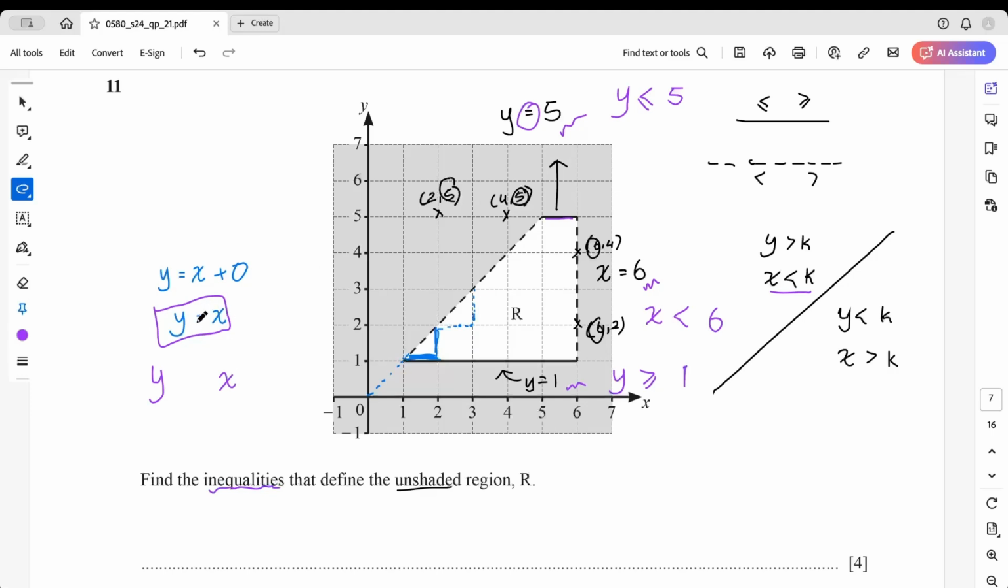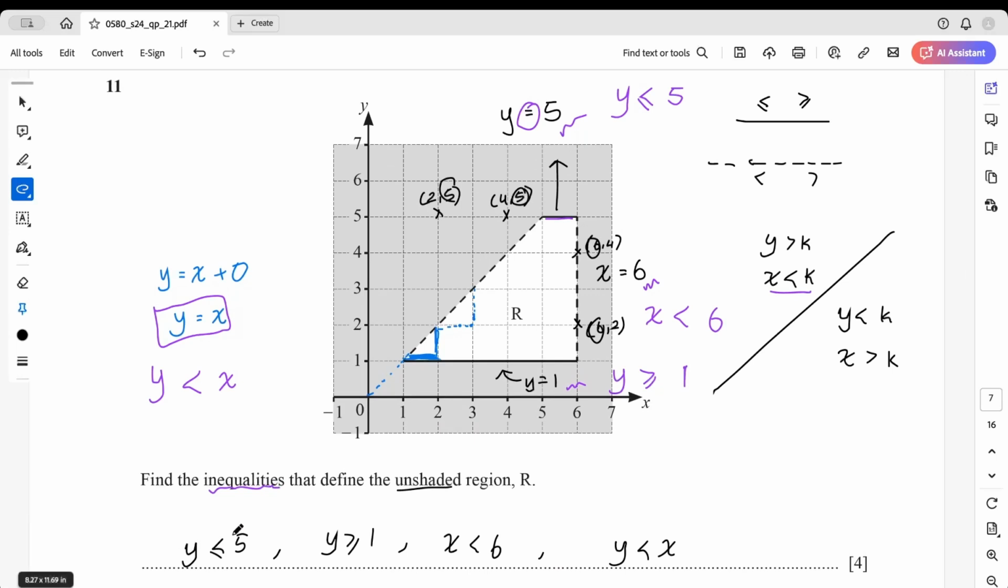And finally for this one, you have y and x. Since it is a dotted line, we're using the second rule. Now in terms of the y perspective, the unshaded region is below this line, so it will be less than. If you look at it in the x perspective, then the unshaded region is to the right of this line, so it will be more than. So either way, this inequality will work. So your final answer then will be.